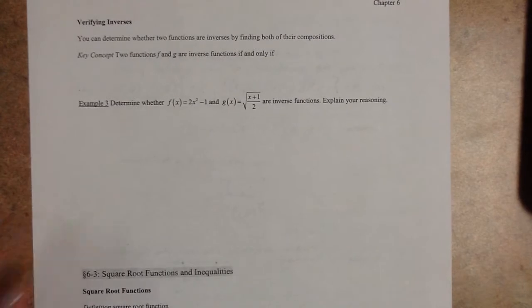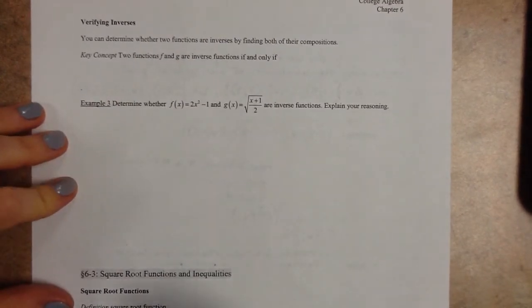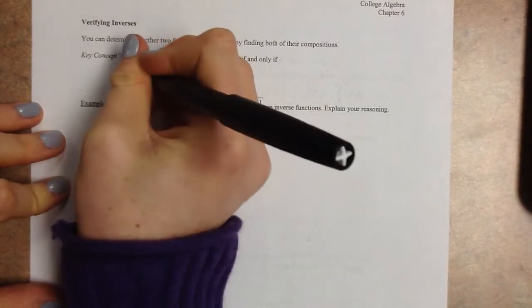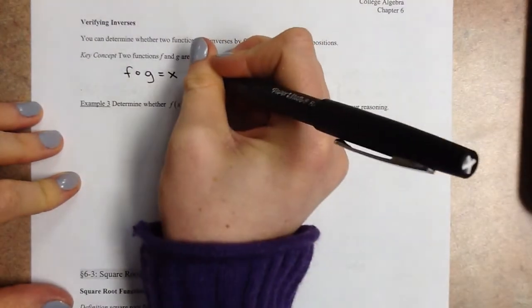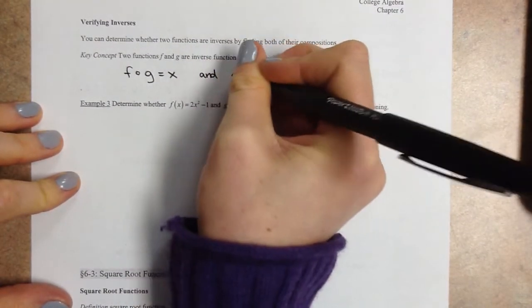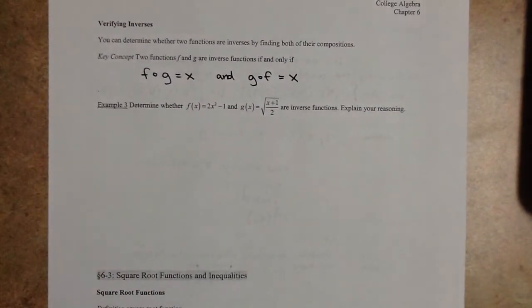Verifying inverses. This is where this connects back to the composition of functions that we were talking about yesterday. All right, so in order to prove that two functions definitely are inverses of each other, you find both their compositions. You find f of g and you find g of f. So, key concept, two functions are inverses of each other if and only if f composed with g gives you x, and we'll see once we actually see this example, and g composed with f gives you x. So we also talked yesterday about how f of g is normally not equal to g of f. However, in this one specific instance, it will be.